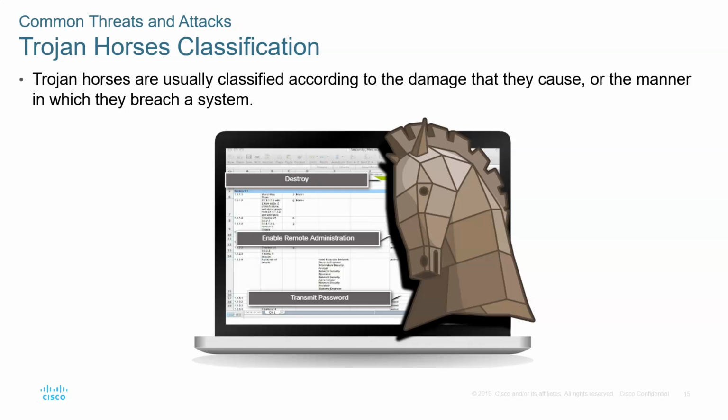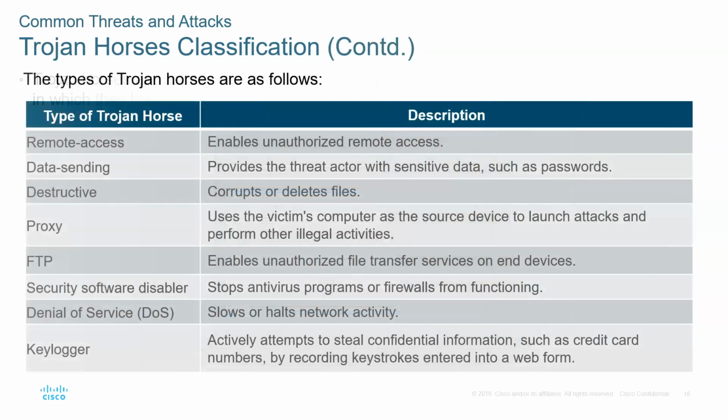All right, so here are the classifications of Trojan horses. Please take a screenshot of this. They will allow you to have unauthorized remote access. You can access a system remotely. You can send data to you, such as passwords or even hashes of the password. They can be disruptive. You can use a proxy. You can use someone else's computer to launch an attack.